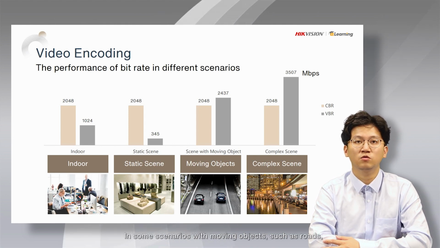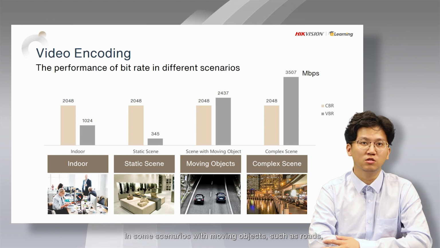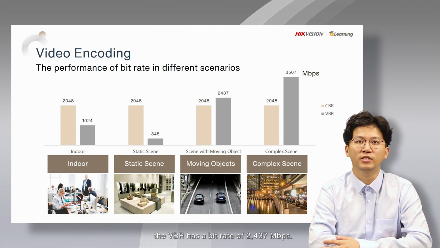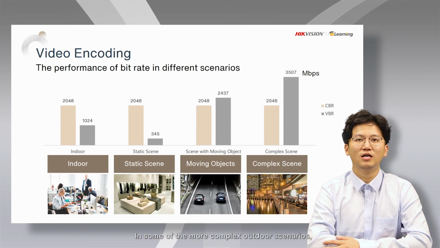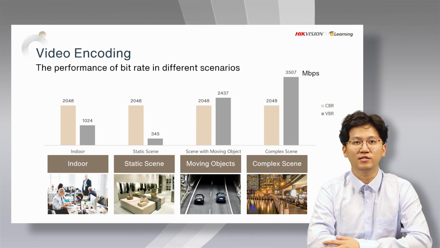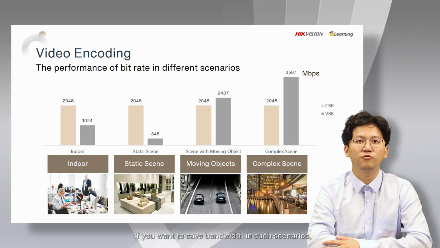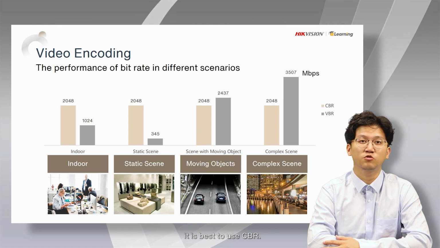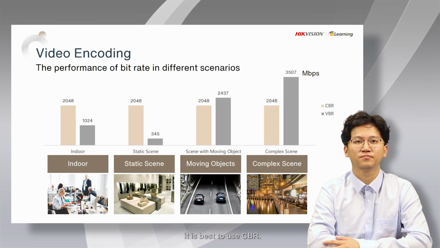In scenarios with moving objects such as roads, the VBR has a bitrate of 2437 kilobits per second. In some more complex outdoor scenarios, the VBR can reach bitrates of 3,507 kilobits per second. If you want to save bandwidth in such scenarios, it is best to use CBR, right?